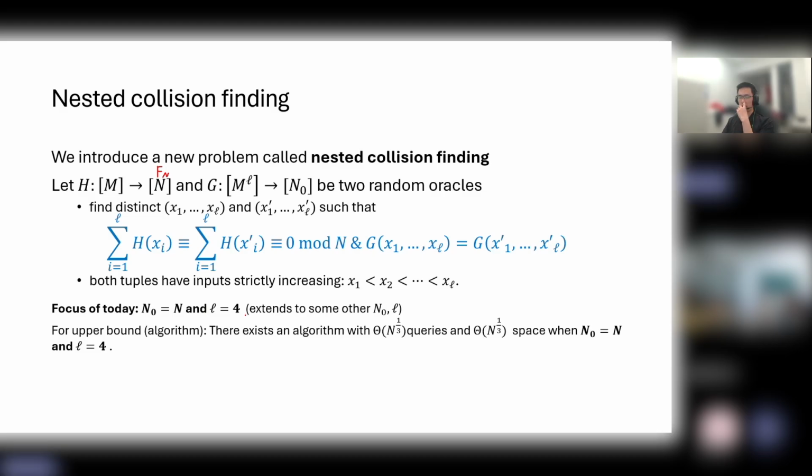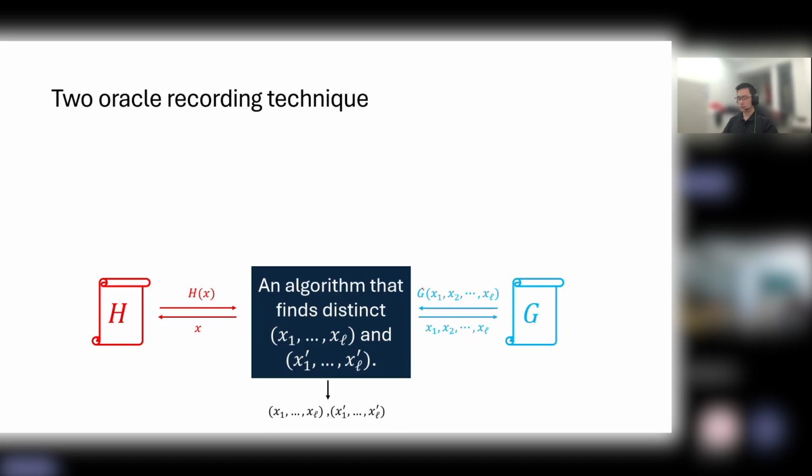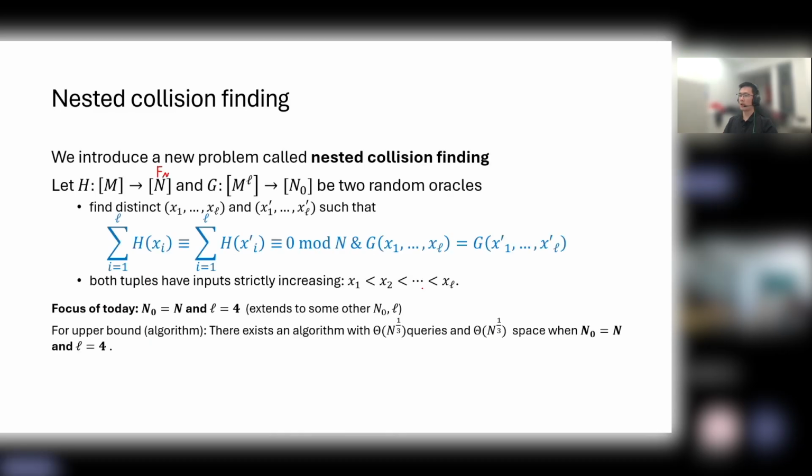Let me also say that there is an algorithm. We will not prove the upper bound in this talk because it's a Grover search on top of a Grover search. We'll just say that there is an algorithm that solves this problem with N to the 1/3 queries and N to the 1/3 space under this parameter regime. Once you understand the two-oracle recording technique, you basically know how to prove the lower bound for this problem.